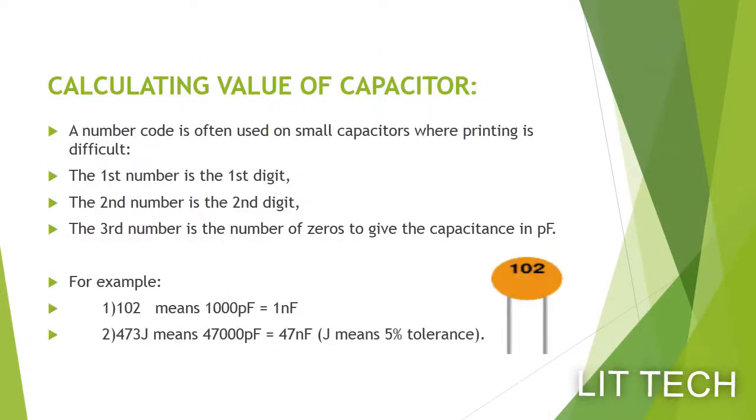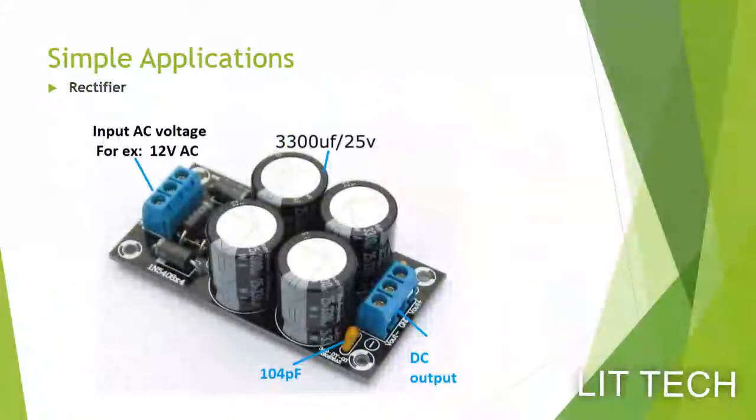Calculating value of a capacitor. A number code is often used on small capacitors where printing is difficult. The first number is the first digit, the second number is the second digit, the third number is the number of zeros to give the capacitance in picofarad. For example, 102 means 1000 picofarad equals 1 nanofarad. 473J means 47,000 picofarad equals 47 nanofarad. J means 5% tolerance. Let's see the application in detail.